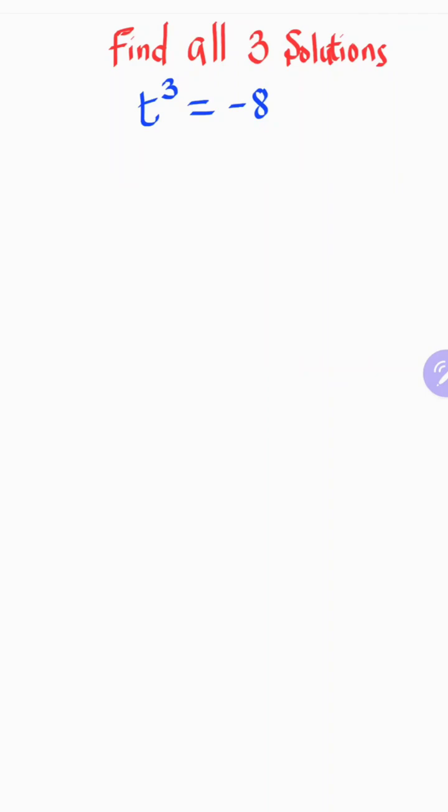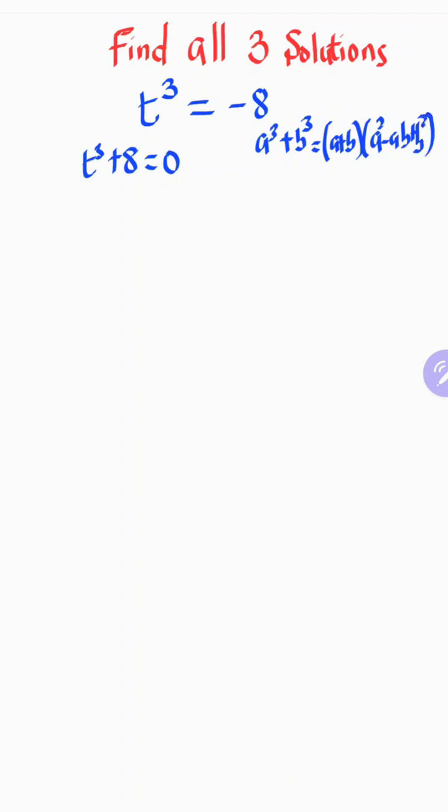Viewers, in this problem, we want to find all the three solutions. Now, by writing the given equation, here we have t to the power of 3 plus 8 equals 0. Looking at this equation, a to the power of 3 plus b to the power of 3 can be written as (a plus b)(a squared minus ab plus b squared).